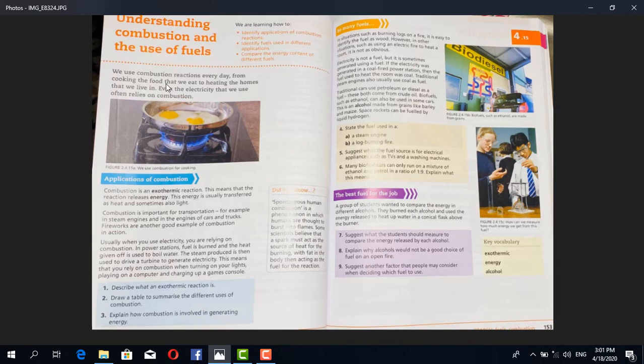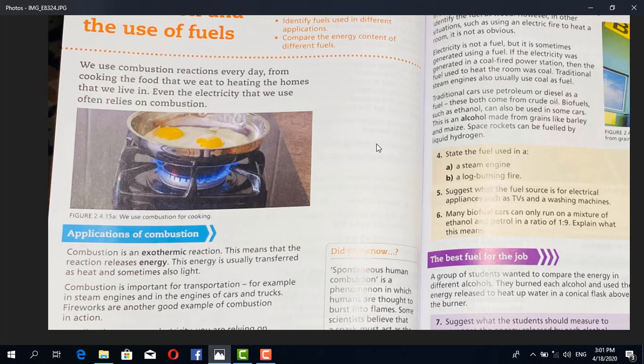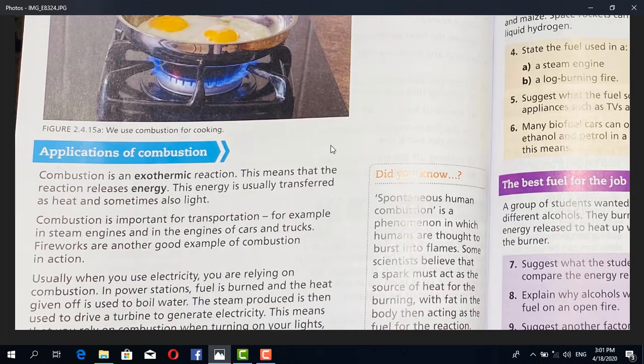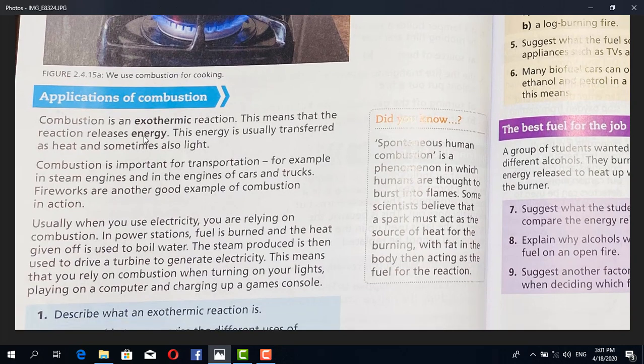Understanding combustion and the use of fuels. We use combustion reactions every day, from cooking food to heating our homes. Even the electricity which we use sometimes relies on combustion. Combustion here is an exothermic reaction. This means that the reaction releases energy. This energy is usually transferred as heat and sometimes as light. It depends on what sort of thing I'm trying to get out of it.